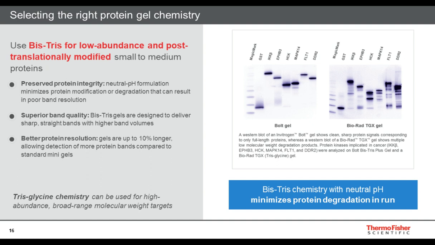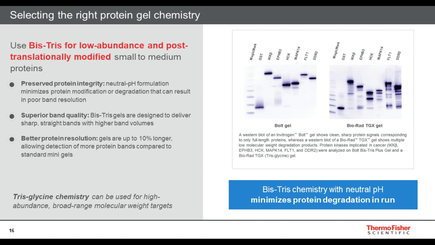The result can be seen in the image to the right. In this example, the Bolt Bis-Tris gel shows the preservation of these full-length proteins listed across the top, while the Tris glycine gel from a competitor shows multiple low molecular weight degraded protein fragments. In addition, Bis-Tris chemistries can help achieve superior band quality as they are designed to provide sharper, straighter bands.